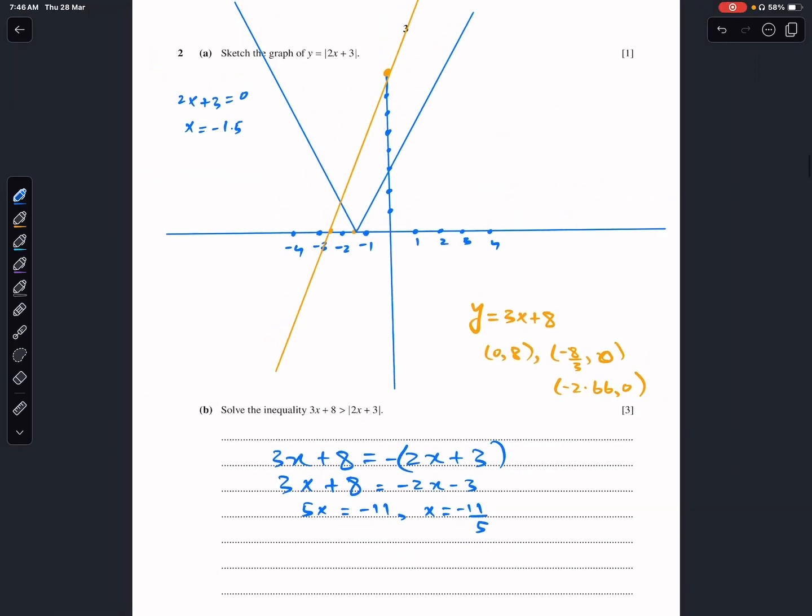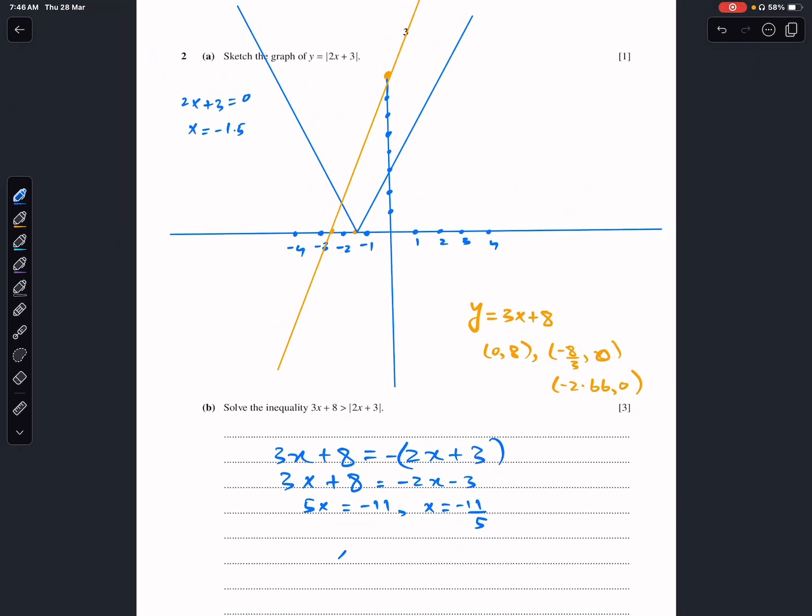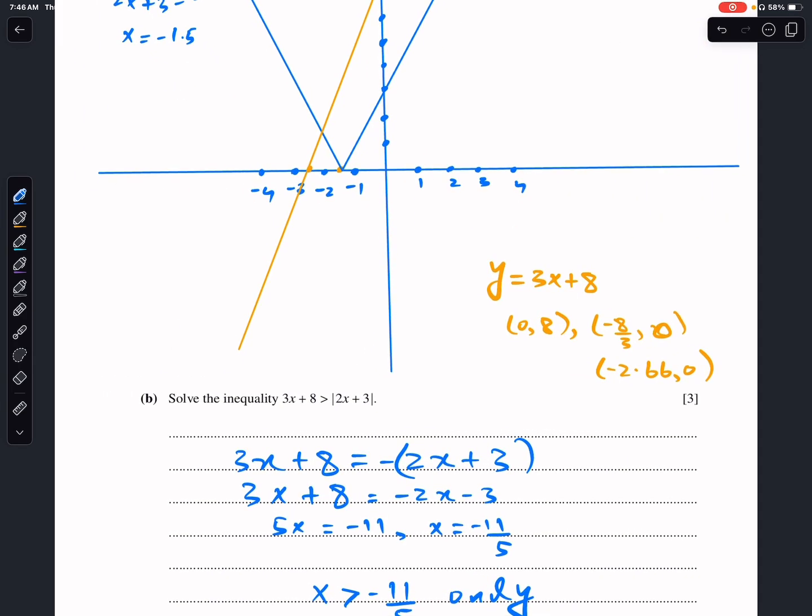So using the graph, if you look at the graph, your answer will be x is greater than minus 11 over 5. But please also write the word only, okay? Nothing other than x greater than minus 11 over 5, okay? This is the final answer.